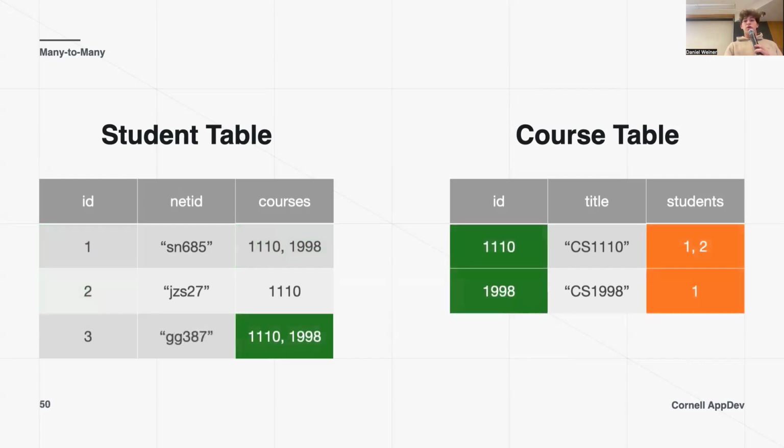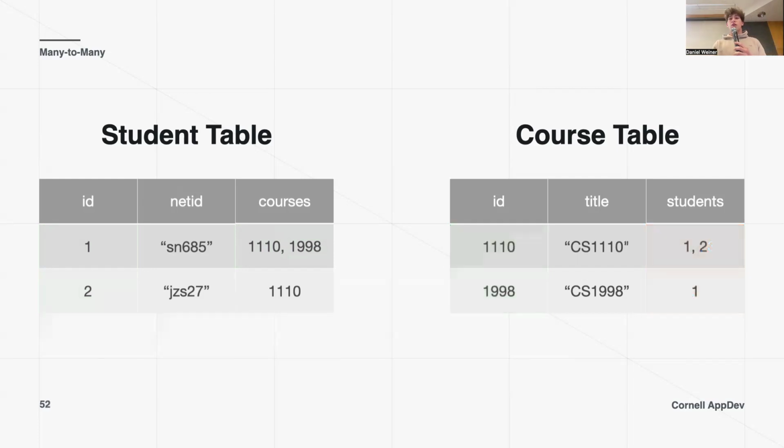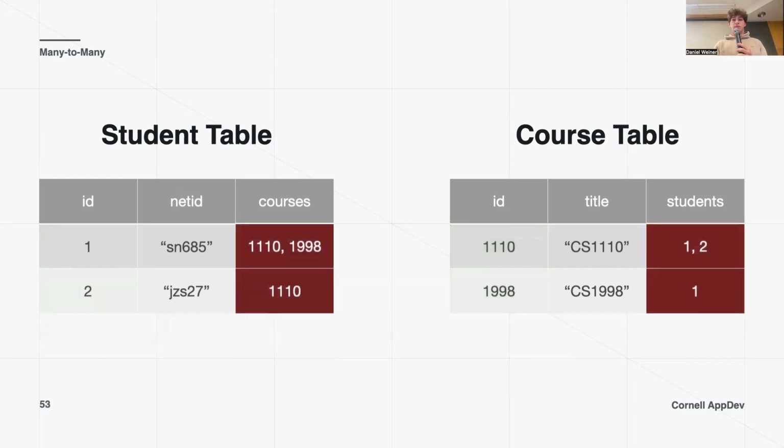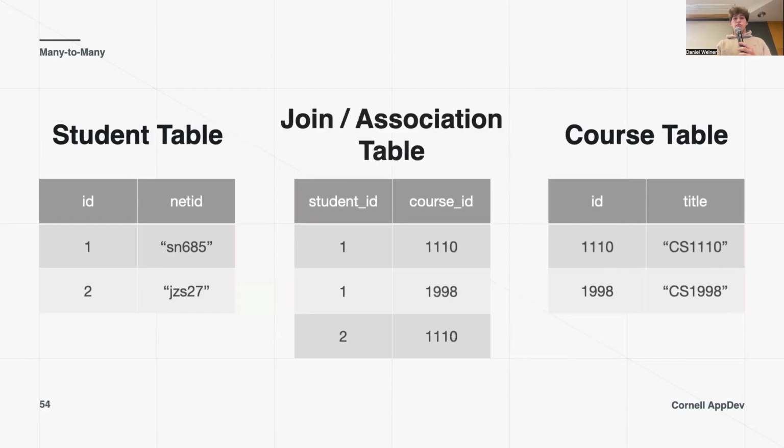And as we add more, we then see that if we add something to the students table, it will correlate to the course table. But then we also need to add it to the students column in the course table. So we'd have to then fix it, change it, update it, and include that student. So the easiest way to do this is with a join or association table.